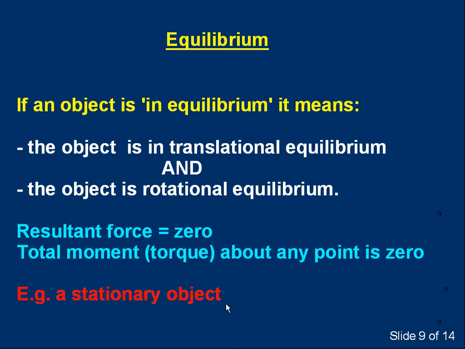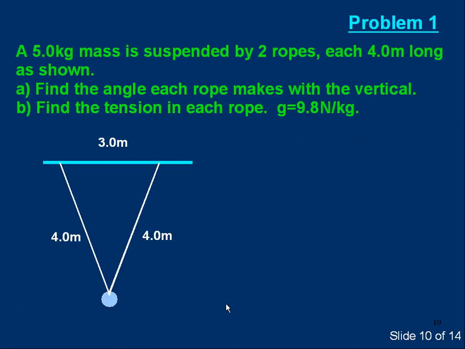Now, let's use all that information with our first problem. I will read it through to you. A 5 kilogram mass is suspended by 2 ropes, 4 meters long, as shown. So look at the diagram. The tops of the ropes are fastened to the ceiling with a gap of 3 meters between them. Part A. Find the angle each rope makes with the vertical.